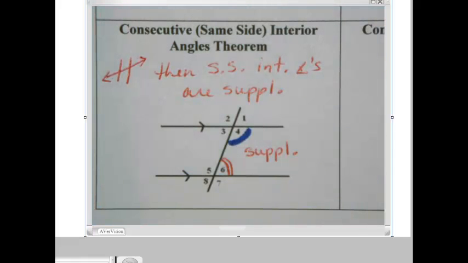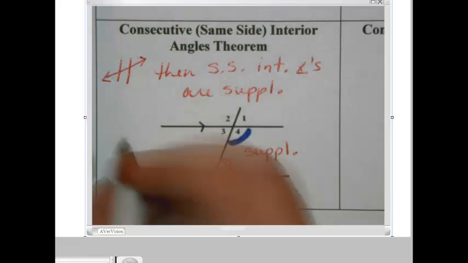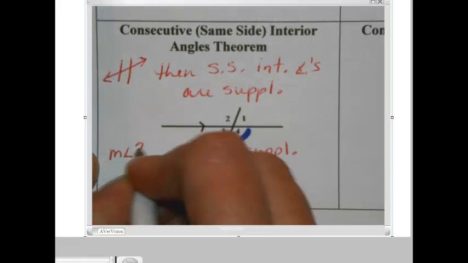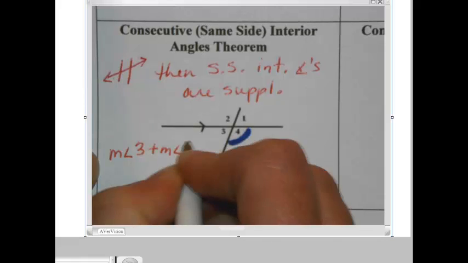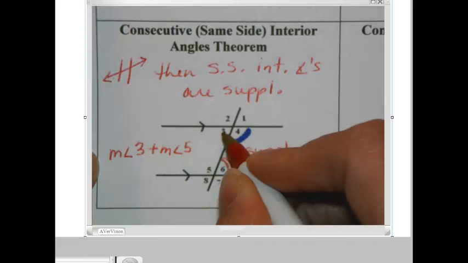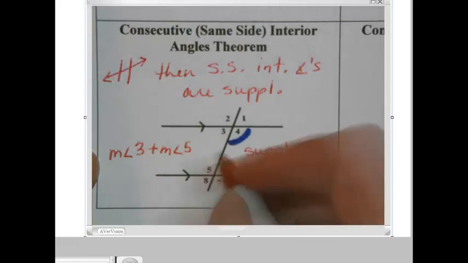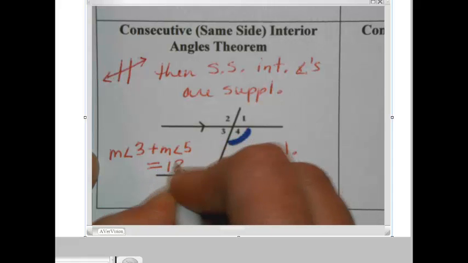So what are angle 3 and angle 5 going to be? If I add them together, the measure of angle 3 plus the measure of angle 5. Well, angle 3 and angle 5 are on the same side and interior. According to our theorem, they're going to be 180 total.